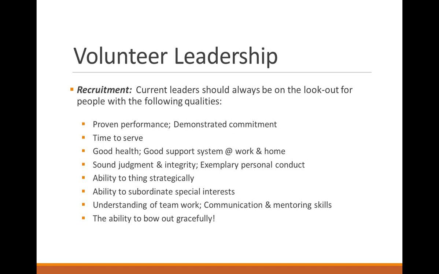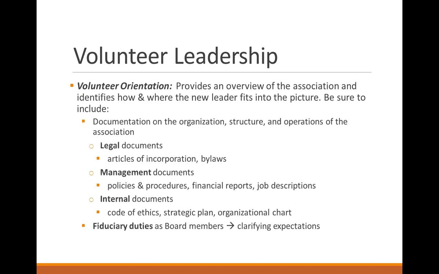Sound judgment, integrity, ability to think strategically, because we learned that's the board's job to be the strategic direction of the association. So they need to be able to have good teamwork abilities and communication mentoring skills. And my favorite, the ability to bow out gracefully when their term is over. Not everyone has this ability. It's a very good one for volunteer leaders.